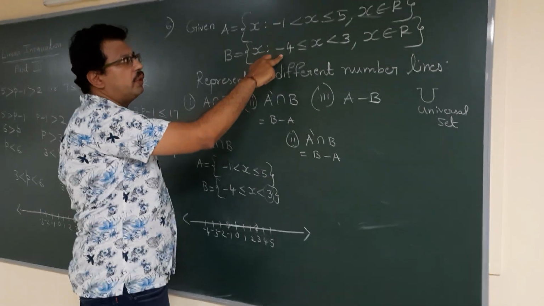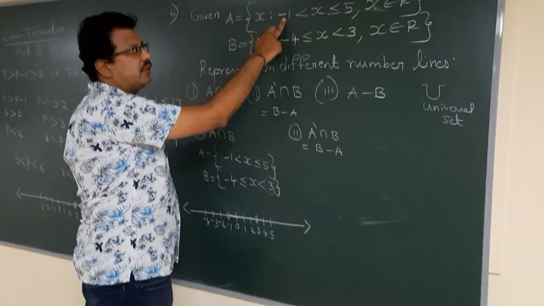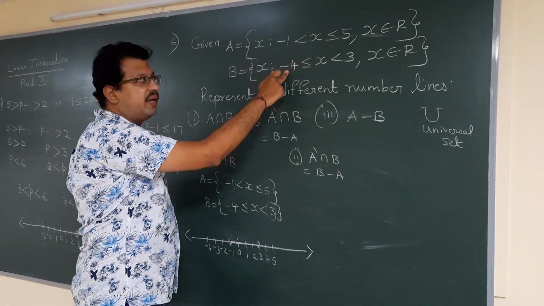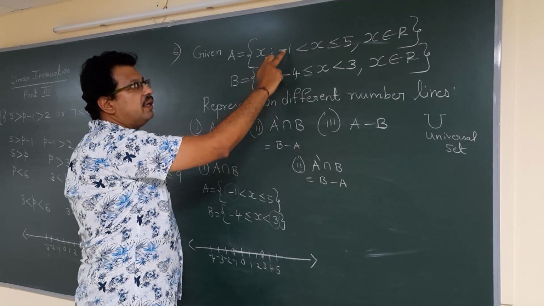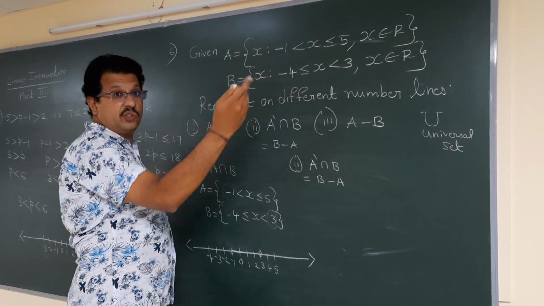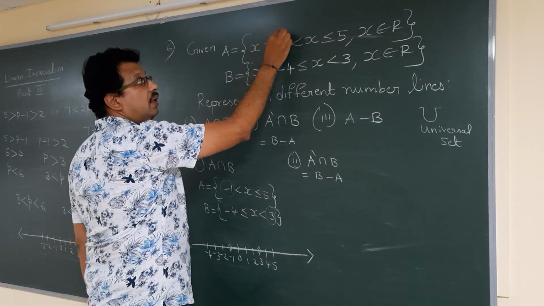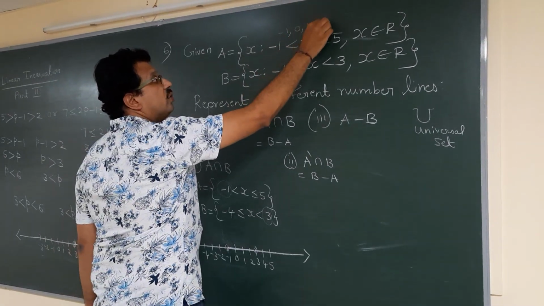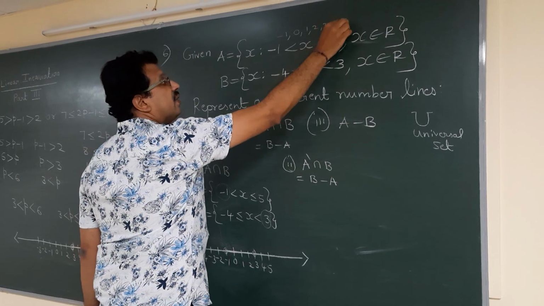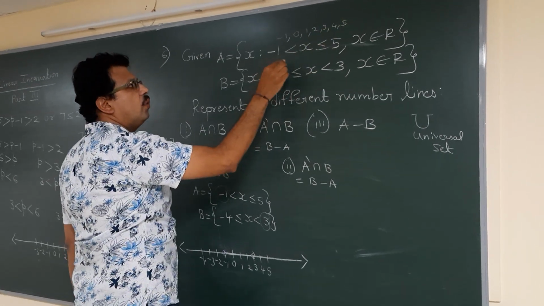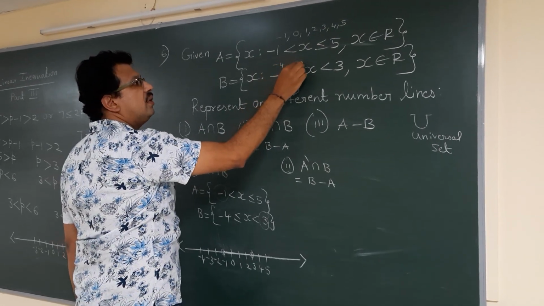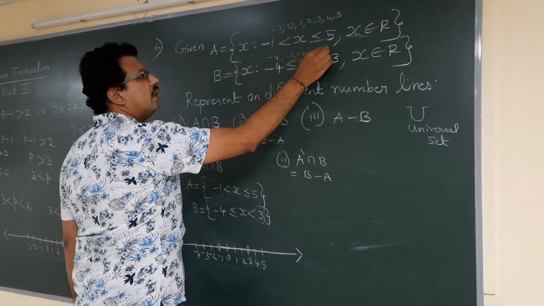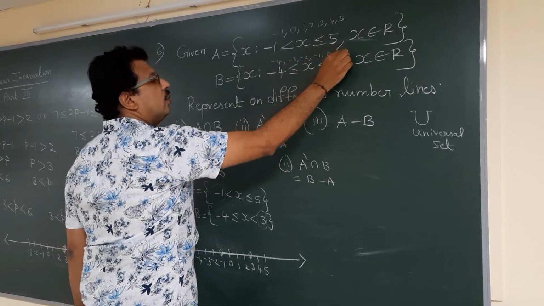See, minus 4, actually it is minus 1 it starts here. So the element which is present in B is minus 4. Here it is not present in A because minus 1, 0 it starts. I hope all of you remember the elements. Minus 1, 0, 1, 2, 3, 4, 5 like this. And this is actually minus 4, minus 3, minus 2, minus 1, 0, 1, 2, 3.